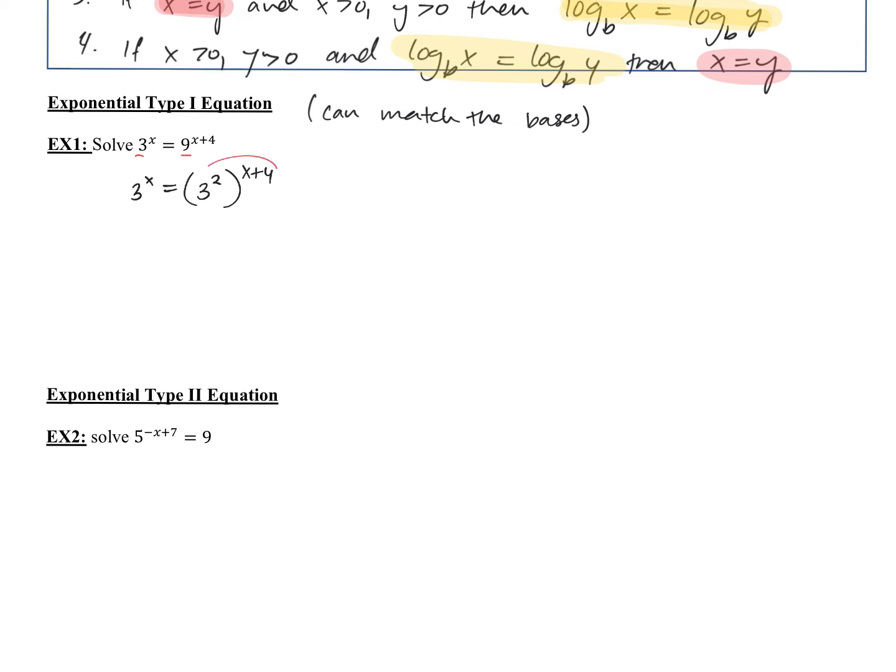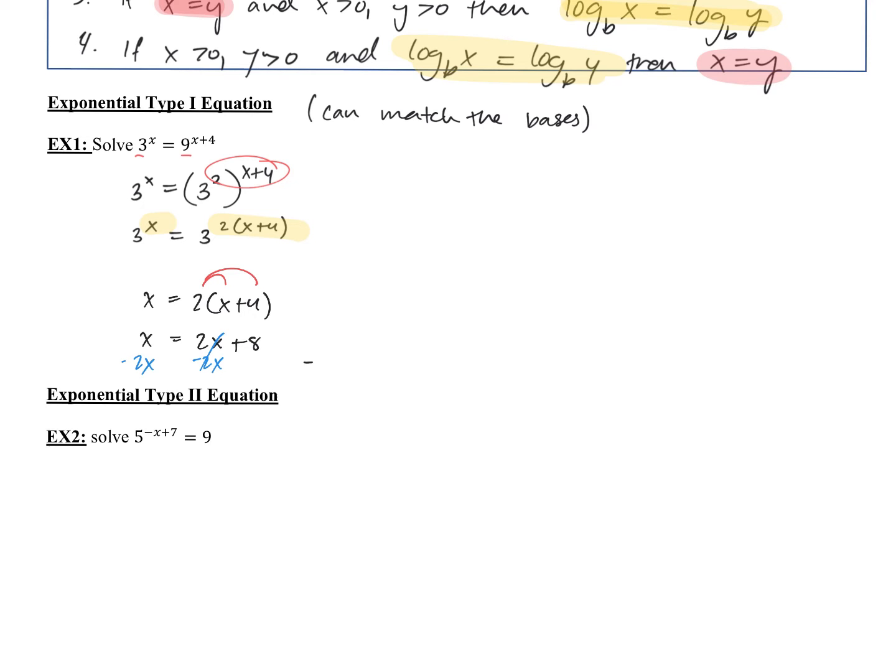And then using the power rule, multiply these out. 3 to the x equals 3 to the 2 times x plus 4. So the bases are the same, so I can assume that the exponents are equal to each other. So we'll go ahead and write that down. x equals 2 times x plus 4. And then solving. Multiply this out. We get x equals 2x plus 8. Subtract x from both sides.